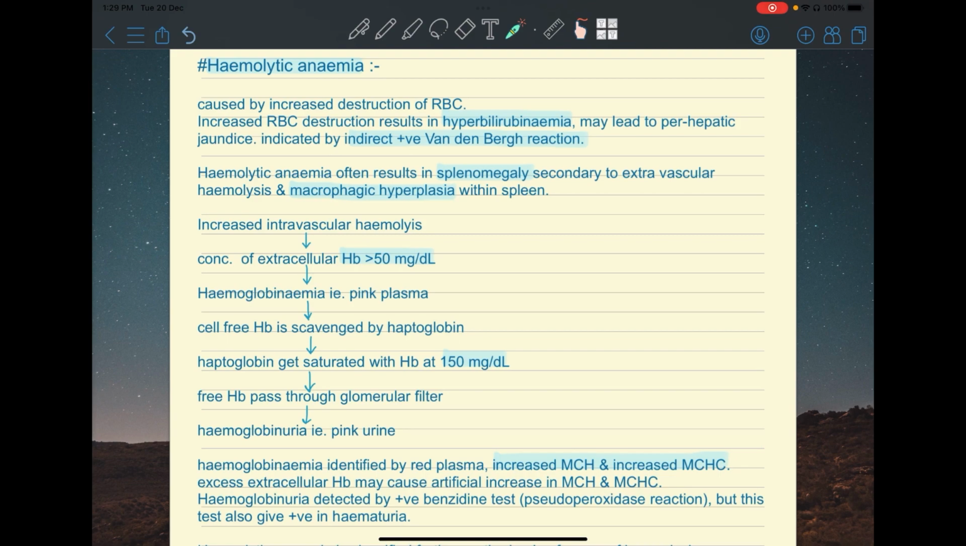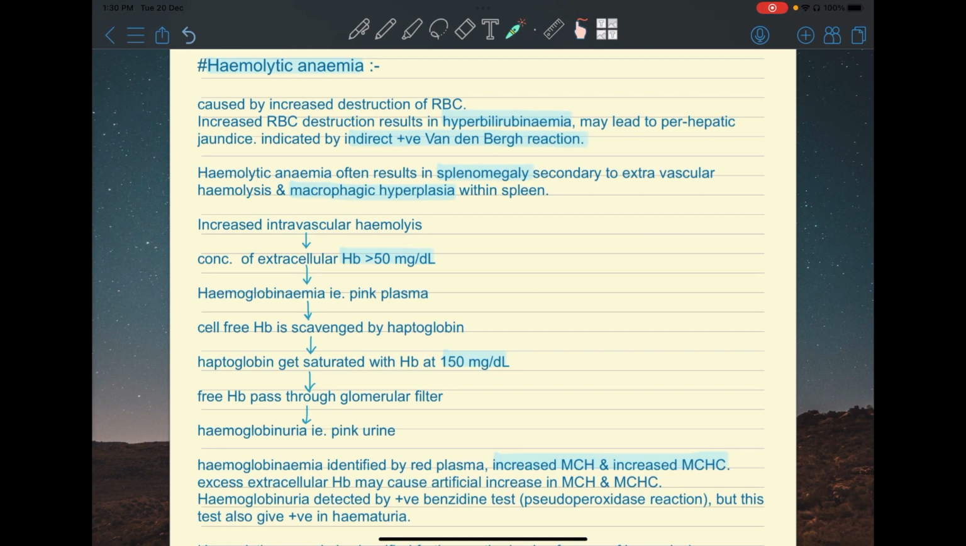Then when there's increased hemolysis, of course, there will be increased release of hemoglobin. When this hemoglobin exceeds 50 mg per dl, it will give a pink color to the plasma, and this is called hemoglobinemia. Then this excess hemoglobin is scavenged by a protein called haptoglobin, but haptoglobin will get saturated with hemoglobin at a concentration of 150 mg per dl. If the hemoglobin exceeds this concentration, the free hemoglobin will pass through the glomerulus and enter the urine, and this is called hemoglobinuria.